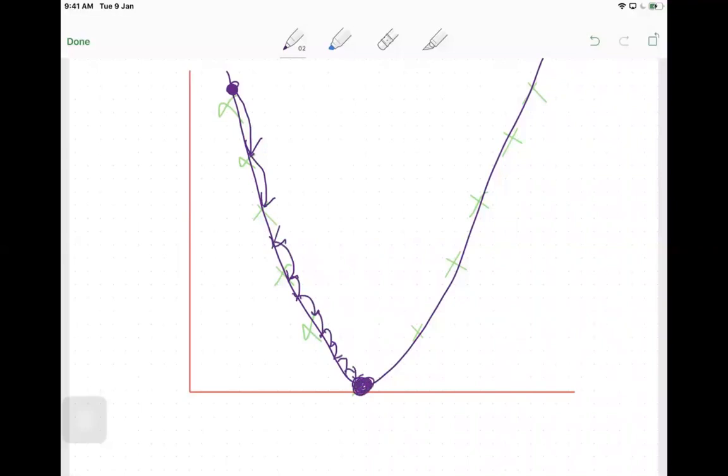Now, one careful observation you have to make in this diagram is that my initial step from here to here is large, and the next step from here to here is a little smaller, and it keeps becoming smaller and smaller. So the step size keeps becoming smaller and smaller.